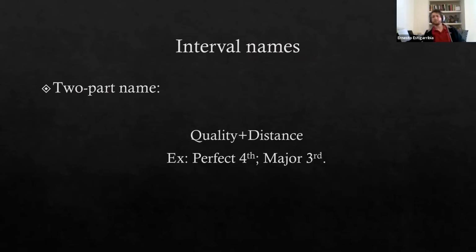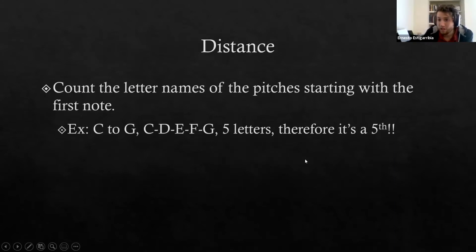So we name intervals with a two-word or two-part name. The two words are supposed to describe two things: the quality of the interval, and that is not good or bad, but rather major, minor, perfect, augmented, etc., and the distance. We're going to start talking about distance before we talk about quality. So the distance between two notes is counted by counting from the first note of the interval. So this is an example.